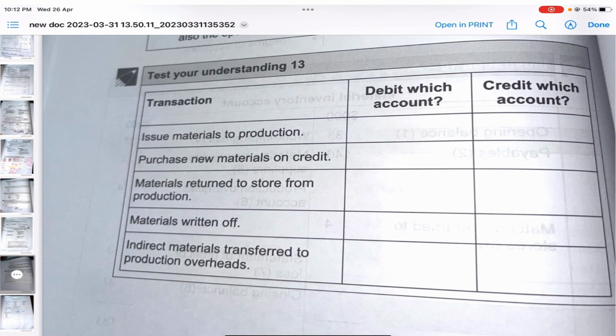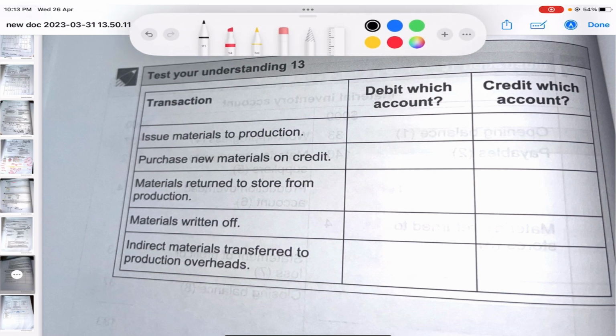Beginning with my test your understanding number 13. Yeah, so issue materials to the production. So how am I going to deal with that? When I am issuing stuff to the production, it is going to reduce my inventory, so my inventory will be credited. So material inventory will be credited, and the work in progress is going to be debited.